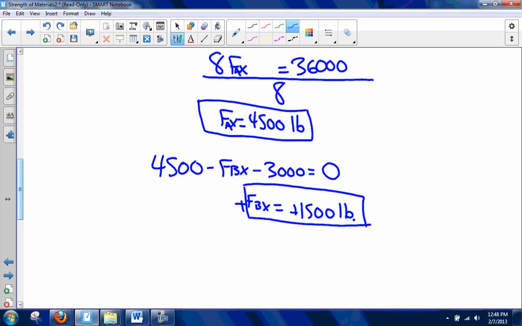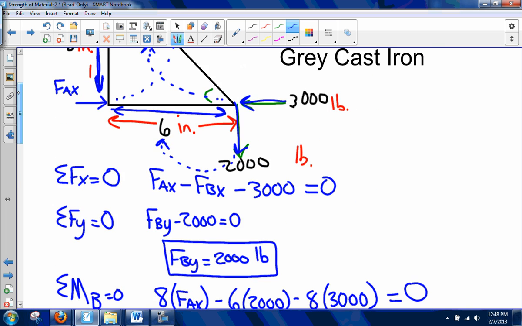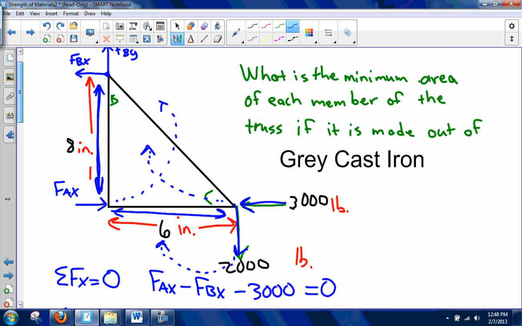All right, so now I've got all my external forces, which means I need to break this apart and find my internal forces. So we're going to start with joint A, just for fun.